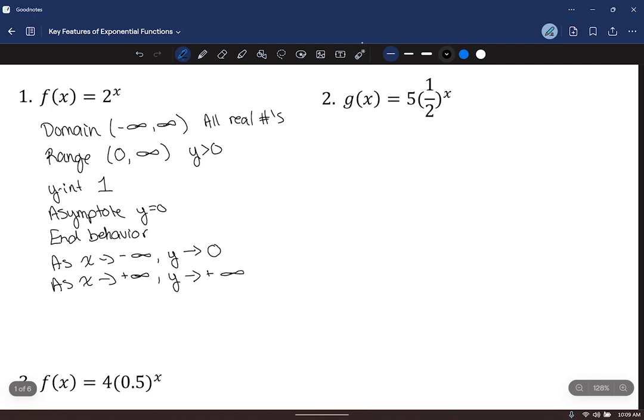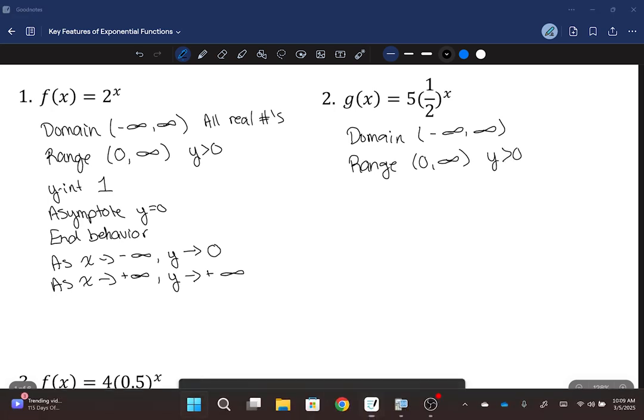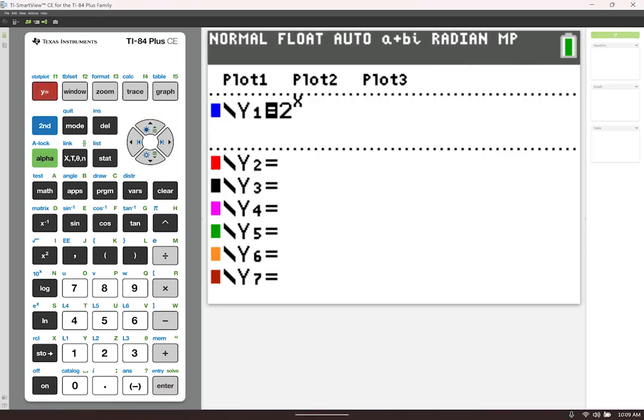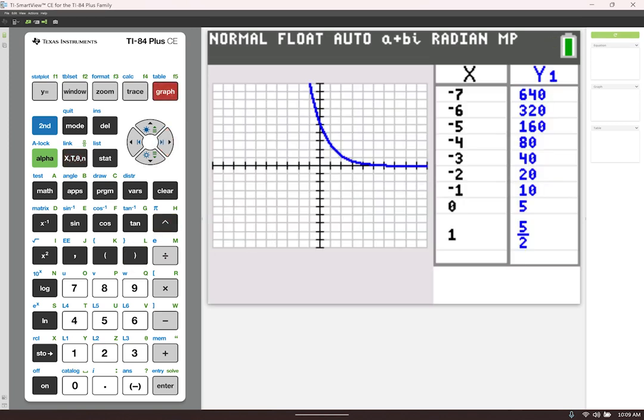All right, so let's take a look at number 2. Again, domain, still all real numbers. All right, range, still going to be 0 to infinity, or y is greater than 0. But let's go ahead and graph it and take a look at it. So we have 5 times 1/2 to the x. All right, now this is a decay function. I'm going down from left to right.